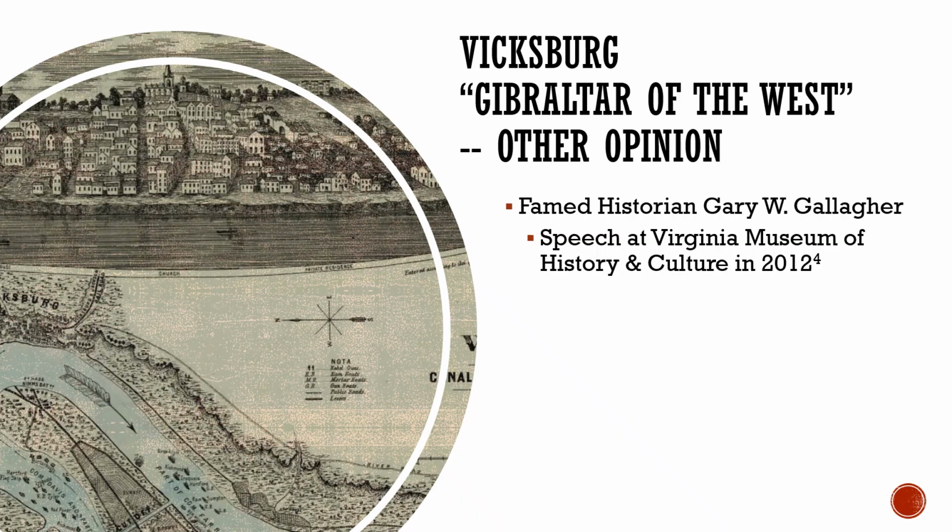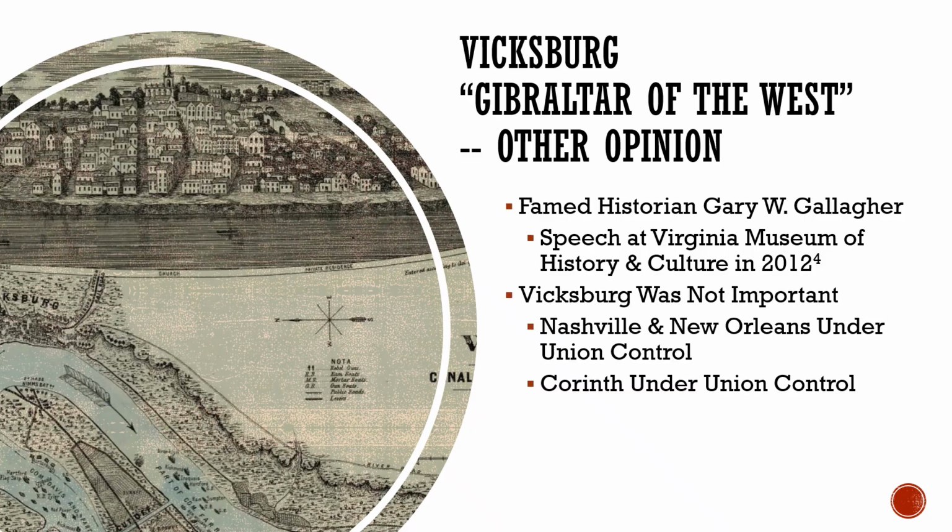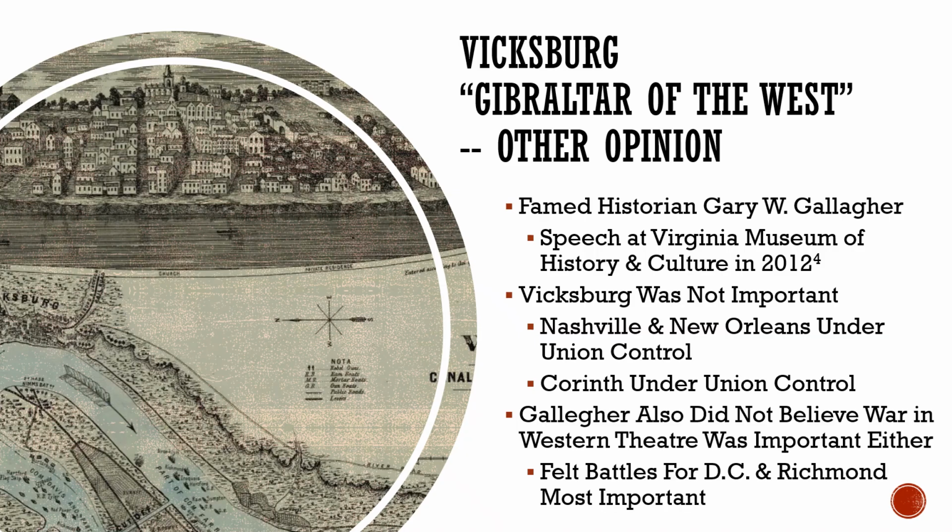A differing opinion was from famed historian Gary Gallagher. In a speech at the Virginia Museum of History and Culture in 2012, he stressed that, in his view, Vicksburg was not that important. In his view, Nashville and New Orleans were already under Union control. Corinth was under Union control. At the same time, it must be understood that Gallagher confessed to bias. He really didn't feel the Western theater was important at all. In his view, he felt that the battles around the DC area and Richmond were the most important.